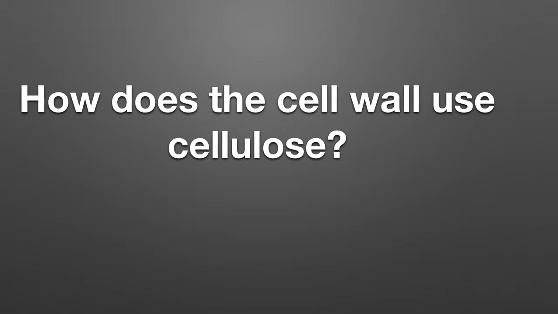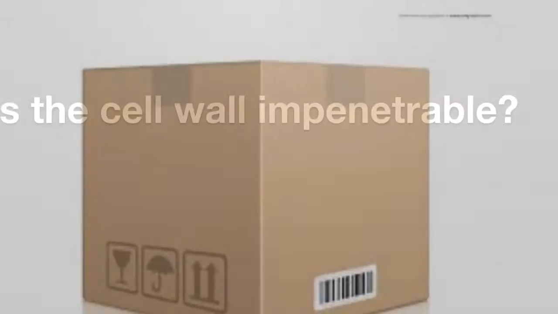How does the cell wall do this? A great analogy of a plant cell wall is that the cell is like a water balloon, and the cell wall is like a cardboard box that protects the balloon. It maintains its shape but can also be penetrated. Is the cell wall impenetrable? No, it's not.